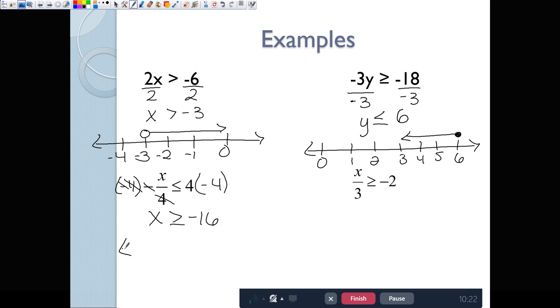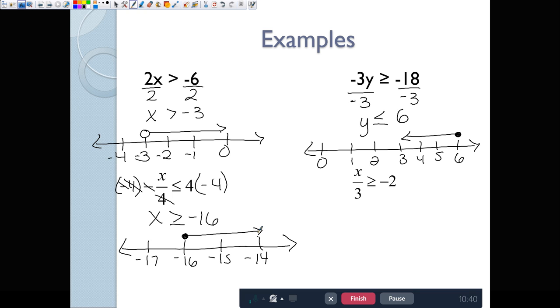And I'm not expecting you to go from 0 to negative 16. So I'm just going to start over here with negative 14, negative 15, negative 16, negative 17. And is it open or closed? Closed. And it's pointing to the right.